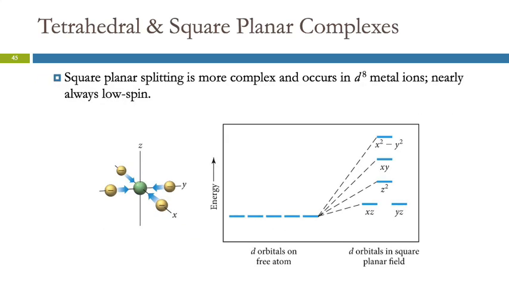And then we have square planar splitting, which is even more complicated. And we get 4 different levels. We got 2 down here, and then 3 different ones, right? This one is nearly always low spin, meaning they're going to be paired. And you can see how that could happen because you're really not going to get past here until you have 6, most likely.